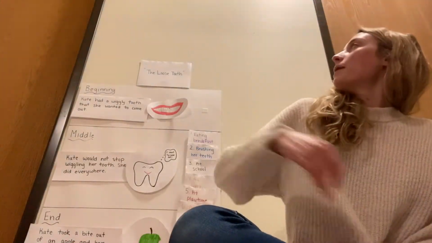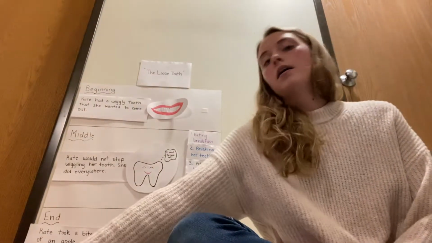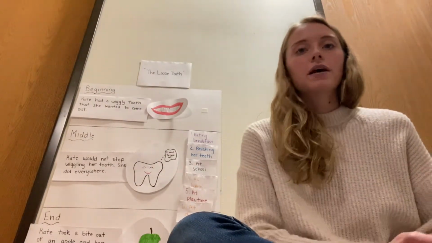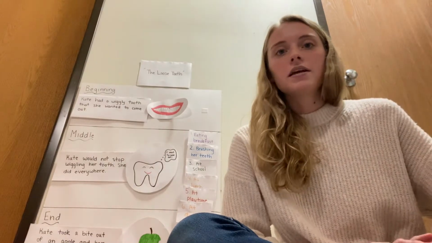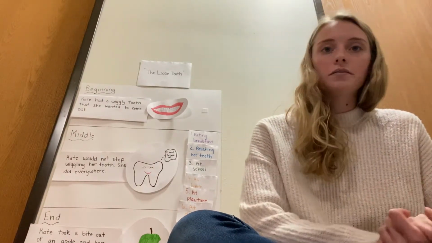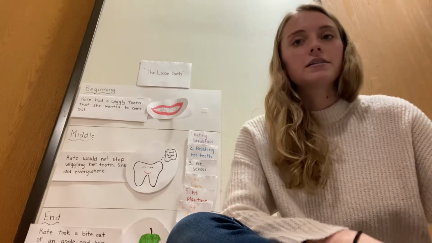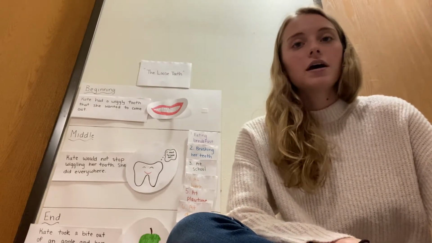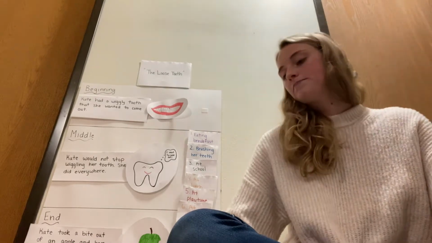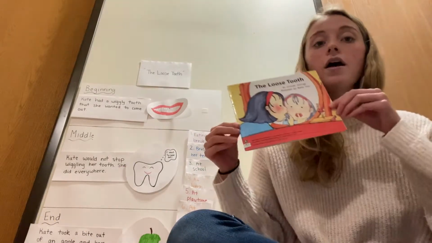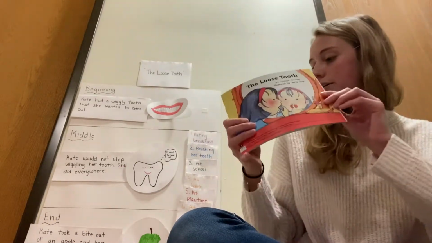Today I will be doing my mini lesson on reading comprehension. The Common Core standard that I will be using is for first grade, and it'll be that they are able to retell stories including key details and demonstrate understanding of their central message or lessons. I'm choosing to read The Loose Tooth today with my students.